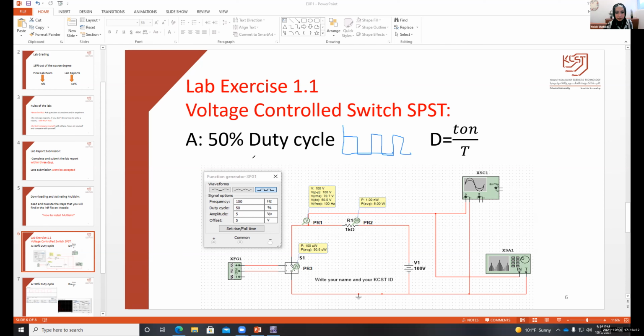Now let's define a term called duty cycle. What is a duty cycle? Duty cycle is basically dividing T on by T capital. What is T on? T on is the period of time that the switch is on. So we call this period T on because the switch is on. And T off is basically the period of time when the switch is off. So this is T off.